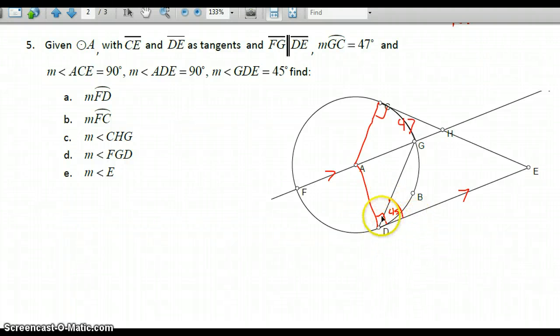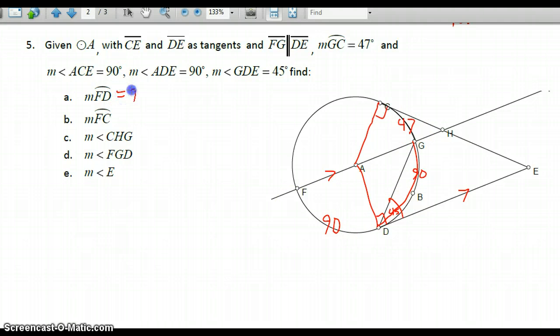Yeah, okay, so we have a tangent and we have a chord that it's making an angle with. That means the arc that it intercepts, the arc from G to D, has to be double this thing here. This arc, G to D, has to be 90. And I mean all the way down to D. So if that's 90 and this is a semicircle, I'm left with 90 over here.